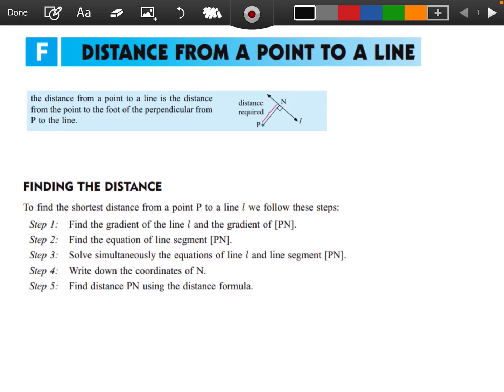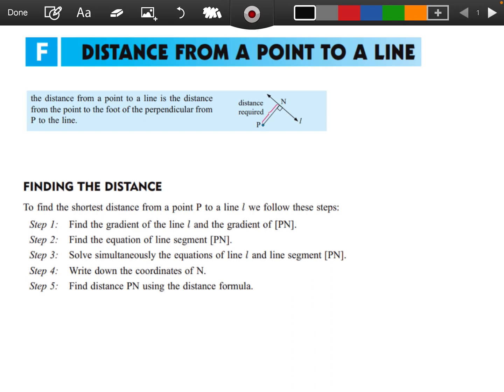Hi, so this video is going to be about finding the distance from a point to a line. This is a somewhat complicated method, but it follows a very specific set of steps. So if you can follow the steps, you should be able to get through this without too much difficulty.